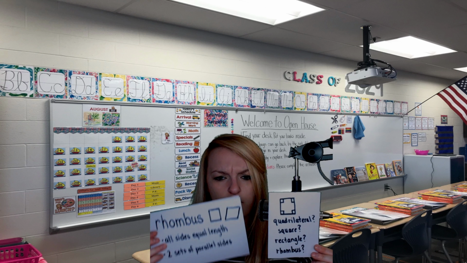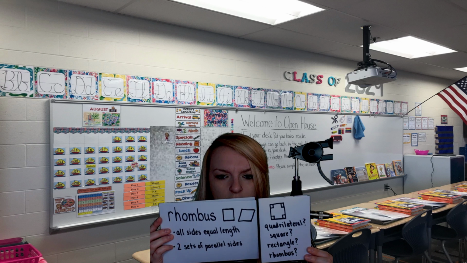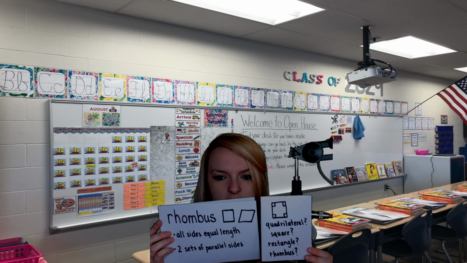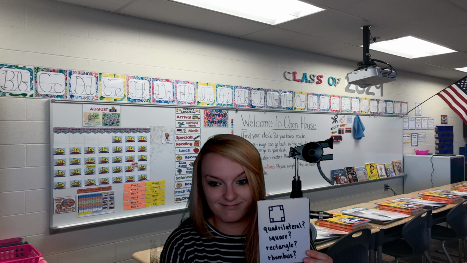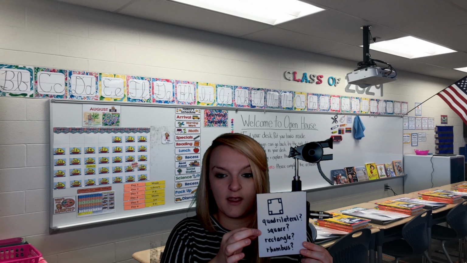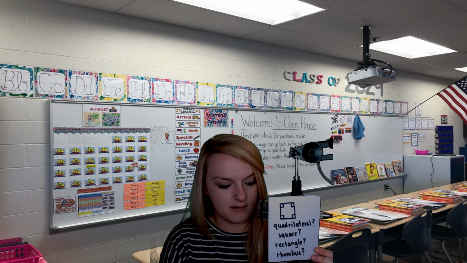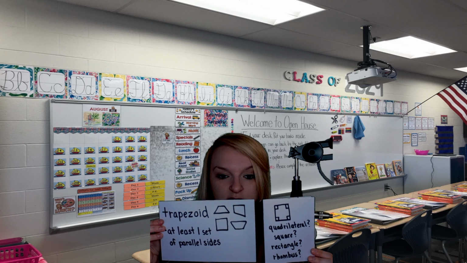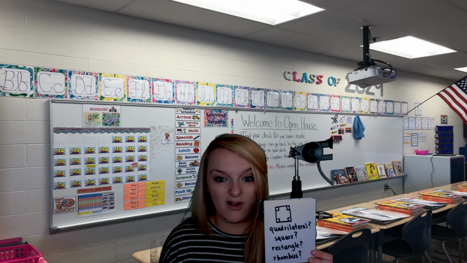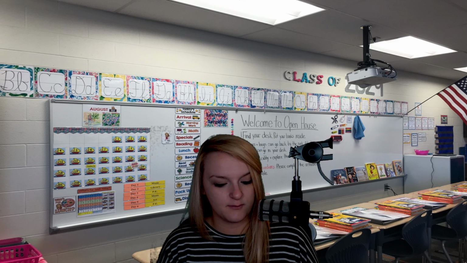Is it a rhombus? This one I am going to hold up because this one's tricky. 2 sets of parallel sides that are all the same length. This is also a rhombus. This is a quadrilateral, a square, a rectangle, and a rhombus. If I had listed a trapezoid, it would also be a trapezoid. It has at least 1 set of parallel sides.